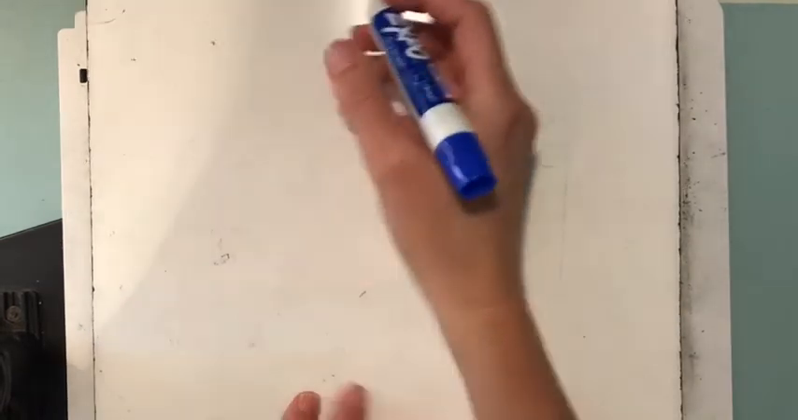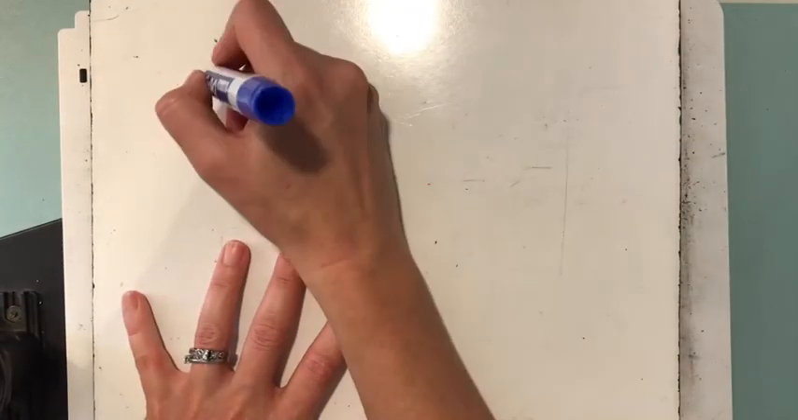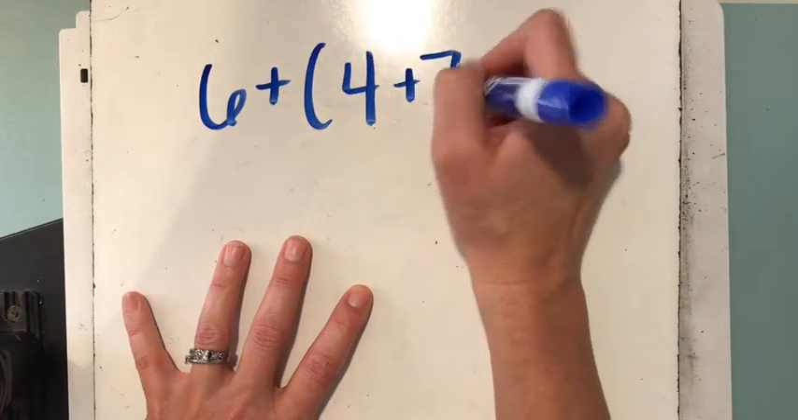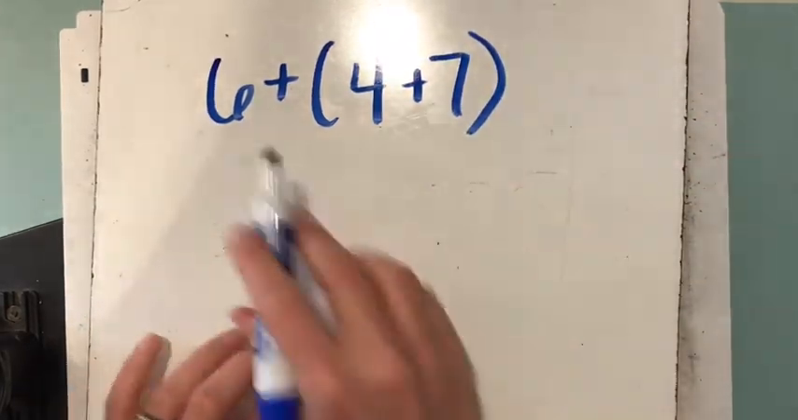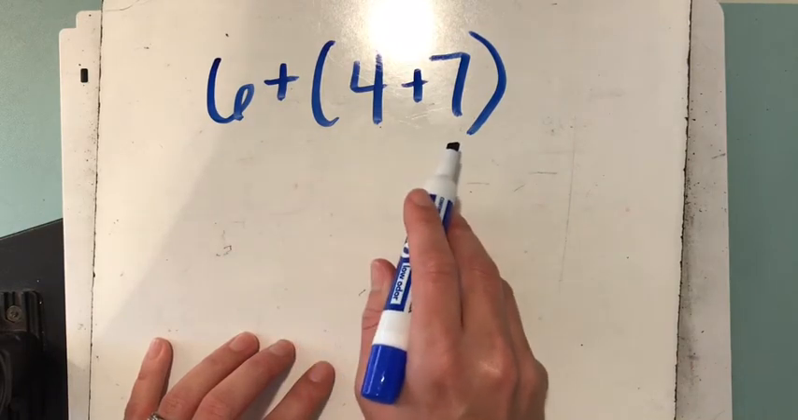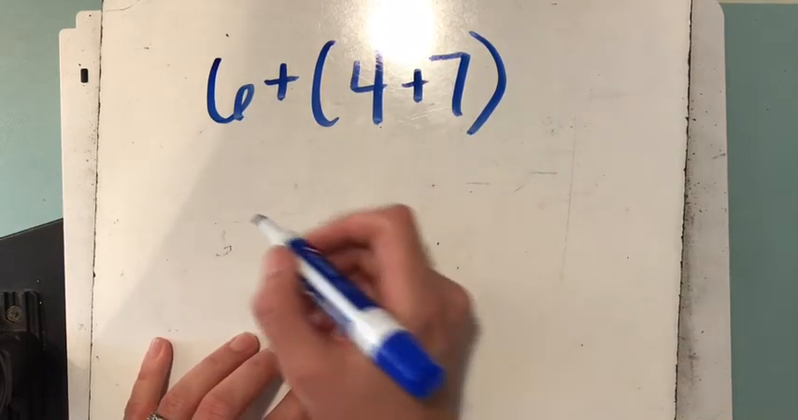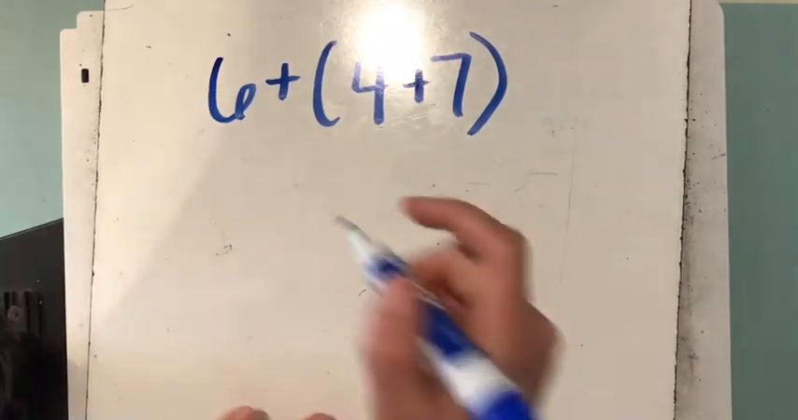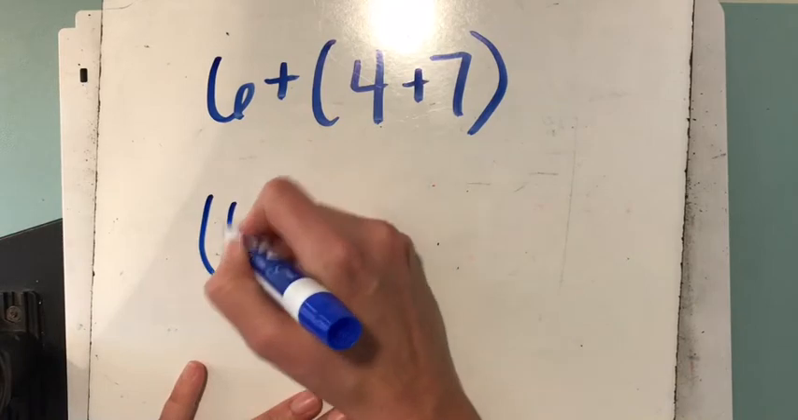I want you guys to watch this first. You're going to watch, and then I will have you take your whiteboards out and practice some on your own. Let's look at the first one here. The first one I am going to do is 6 plus parentheses 4 plus 7. The second one I'm going to solve, because I'm just going to shift these parentheses to the left, and I'm going to see if I come up with the same sum.